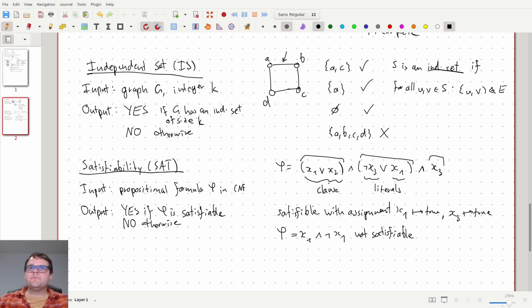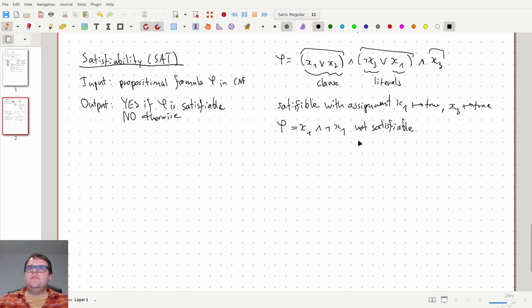So yeah, that's why it's an NP-hard problem. It's because figuring out which formulas are not satisfiable is really hard, basically. And then you have a variant of that called 3-SAT, and what that just means is that the input and output are the same. It's only more restrictive in that clauses have at most 3 literals.